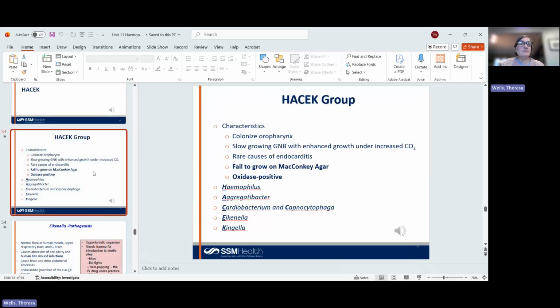Also familiarize yourself with the HACEK organisms: Haemophilus, Aggregatibacter, Cardiobacterium, Eikenella, Kingella. Why are they important? They are rare causes of endocarditis, but normal in the respiratory tract. They don't grow well on MacConkey or at all, and they're oxidase positive. These organisms are typically looked at as a group. They're all individual organisms, but they do act similarly.